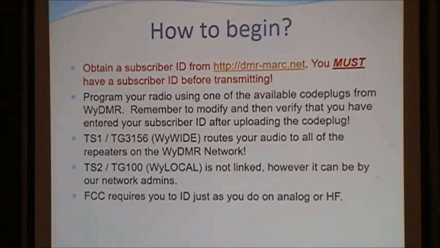A disaster happens in Casper and they say, hey, we're pulling resources from Denver. So I can establish a link to the RM Ham repeater down in Denver. And again, you guys don't hear their slot 2, they don't hear what's going on here, but if you need to talk to somebody in the state, you go to slot 1, and now you're on the network. The FCC does require you to ID, just as you do on analog or HF.